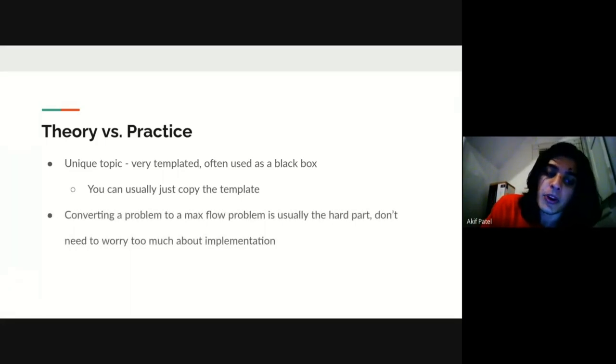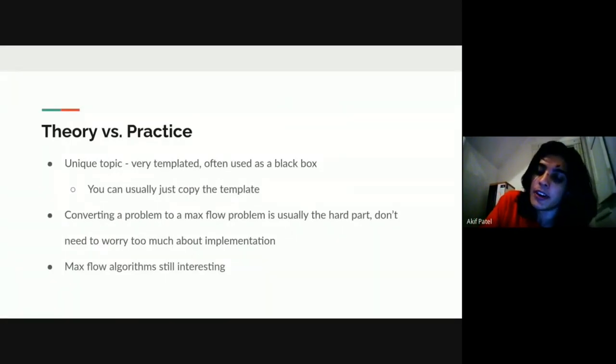Usually the more interesting part is converting a problem from whatever it's given as to a max flow problem. And this is usually the hard part. And as I said, you can just use the implementation as is. However, max flow algorithms are very rich and interesting subjects in and of themselves.